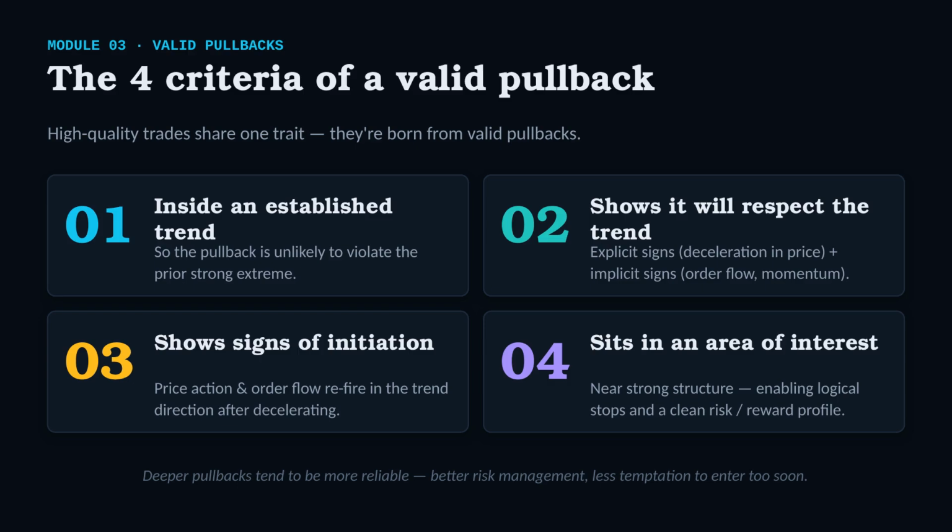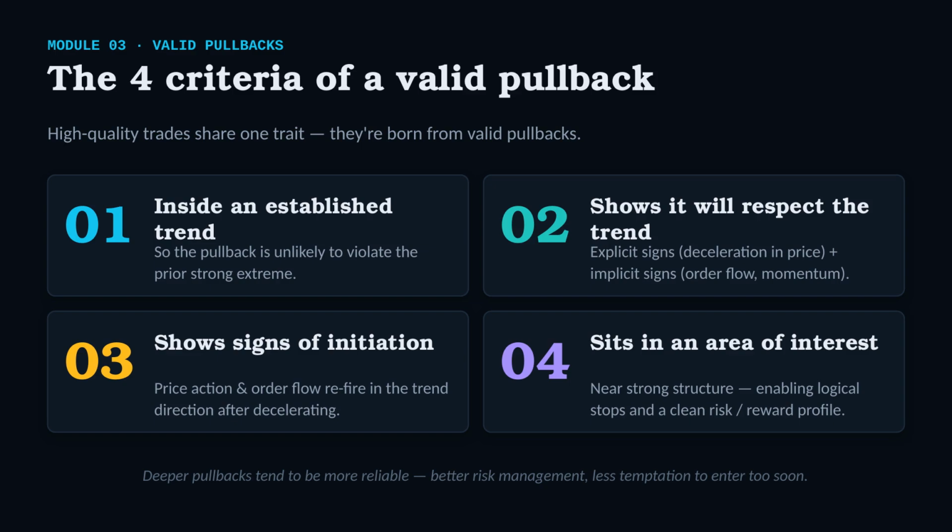Here is something that took a lot of traders far too long to learn. High-quality trade opportunities have one thing in common. They are born from valid pullbacks. Not any pullback, valid ones. And there are 4 criteria. Number 1, a valid pullback occurs within an established trend. This increases the probability that the pullback will not violate the previous strong market extreme. Number 2, a valid pullback gives explicit and implicit signs that it will in fact respect the main trend.